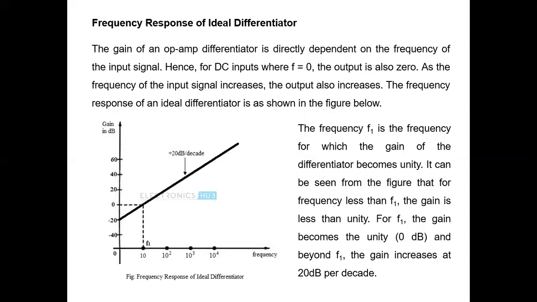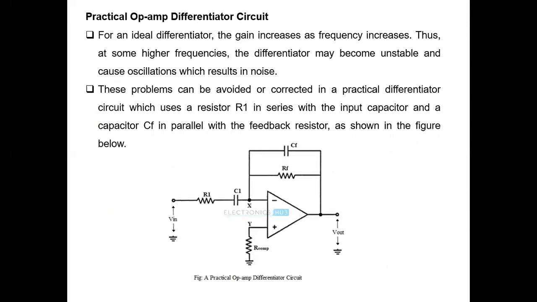Now the frequency response of the ideal differentiator. Why do we go for the frequency response? Because we are giving signals like sine waves and square waves, and the differentiator has some bandwidth. In the ideal condition it will be infinity, but in real time it will have some finite bandwidth, so we need to define the bandwidth for the differentiator. This is the practical op-amp differentiator. It simply connects a small capacitance in the feedback circuit, and also a small resistance on the input side.